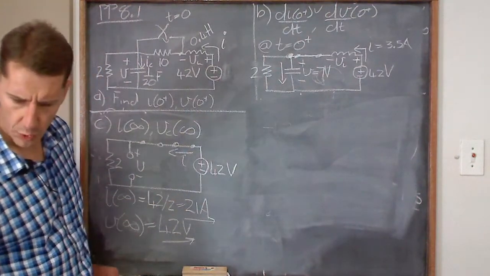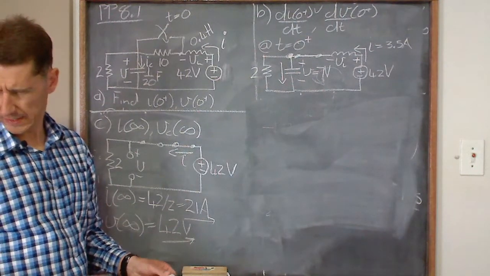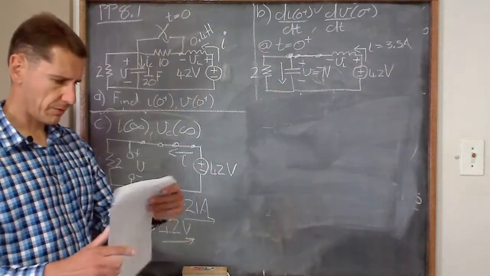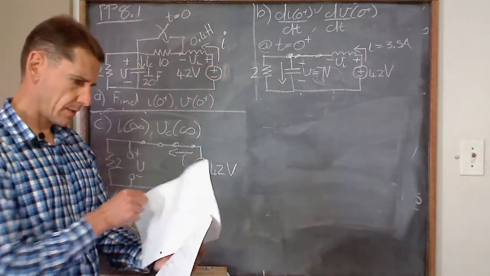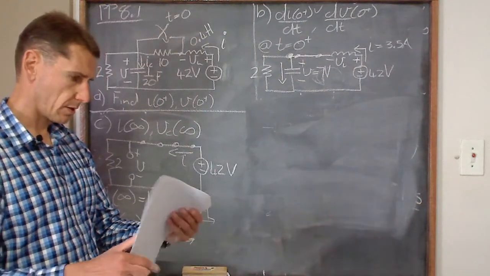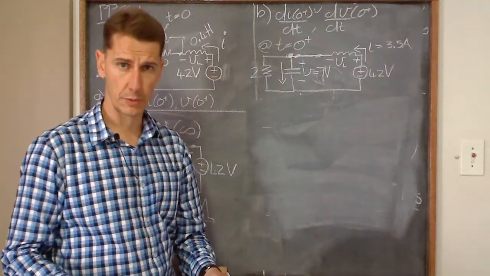I'm going to work through one more problem. How are we for time? Yeah, we've got a few minutes left, and I think this is a rather important one. Example 8.2. Yeah, so let's do example 8.2.